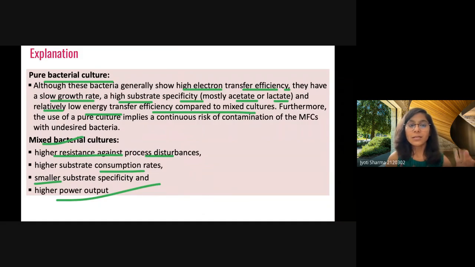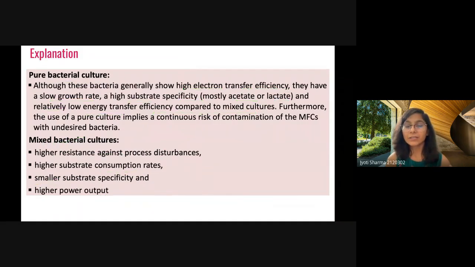So these are the advantages and disadvantages of having pure bacterial culture or mixed bacterial culture within our bioelectrochemical cells.